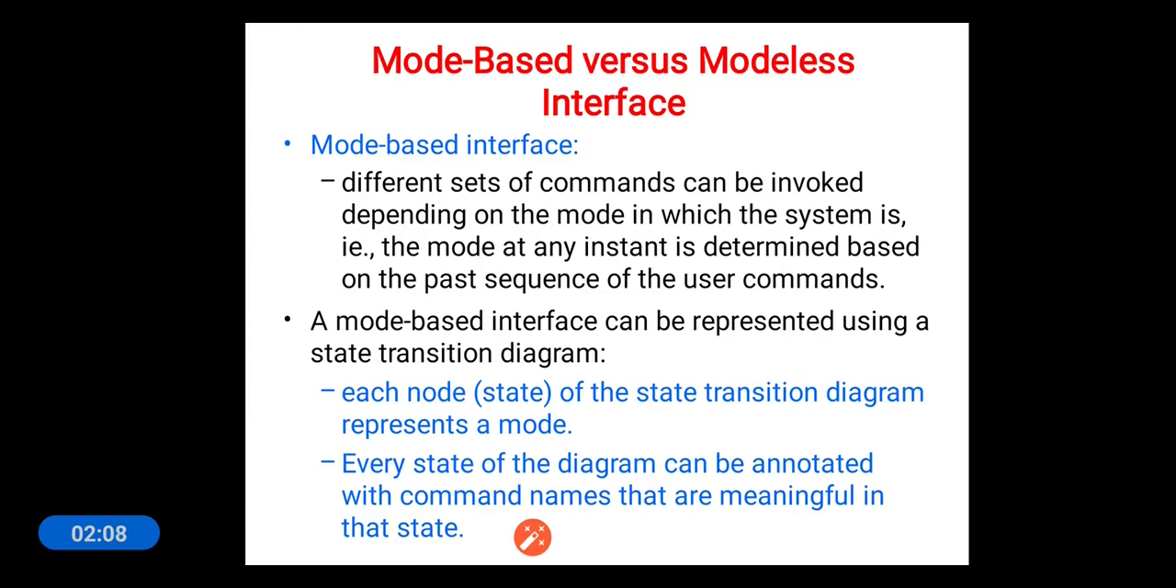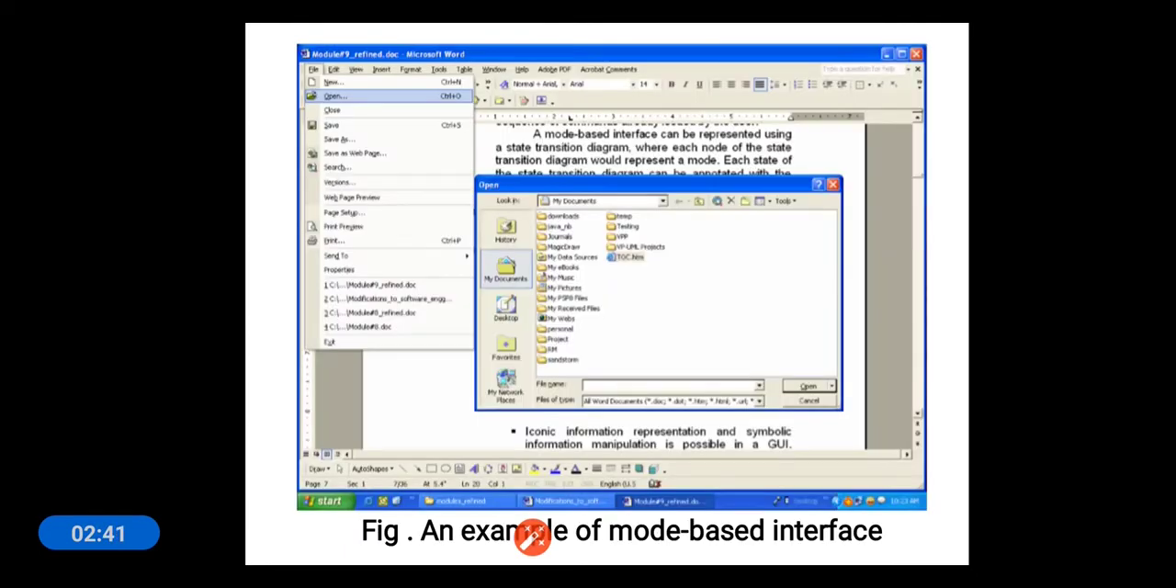A mode-based interface can be represented using a state transition diagram. What is this state transition diagram? In the state transition diagram, each node represents a mode, and every state of the diagram can be annotated with the command names that are meaningful in that state. In this manner, we represent the mode-based interface using a state transition diagram. So this is an example of a mode-based interface.